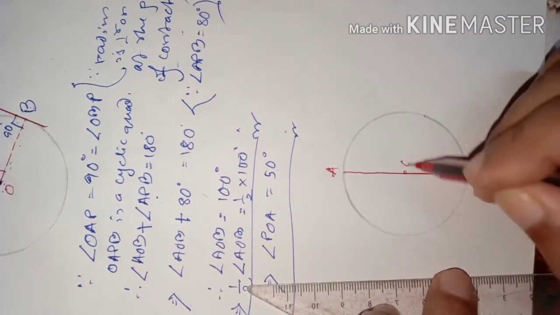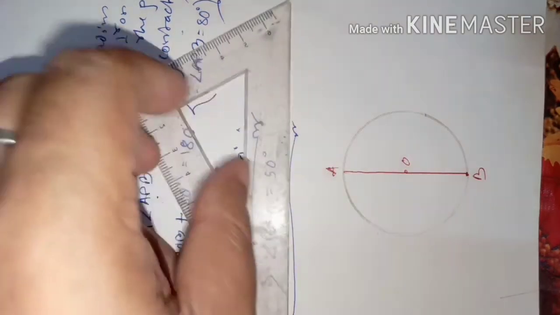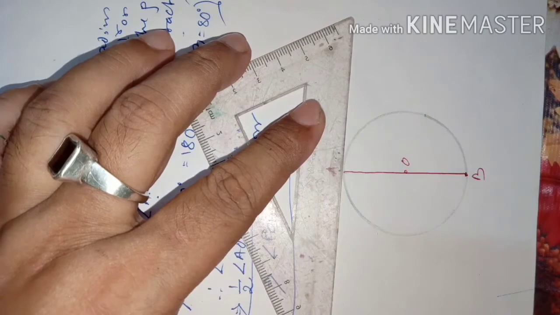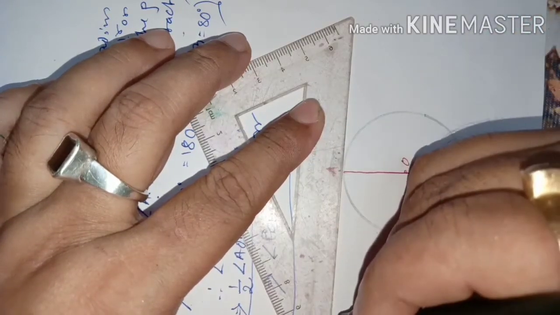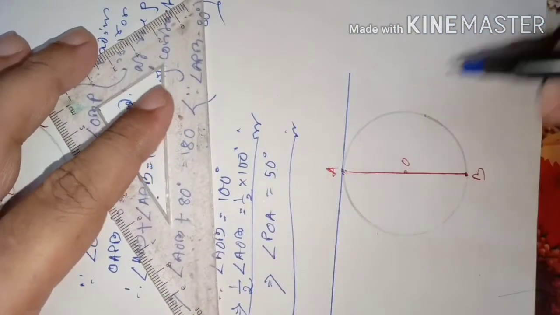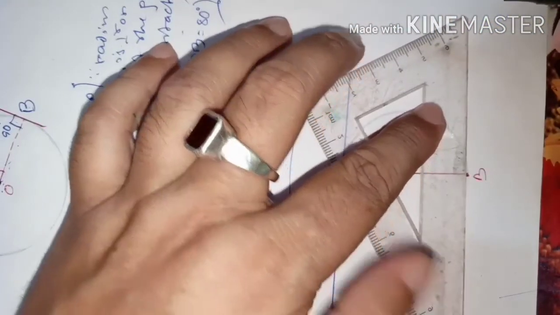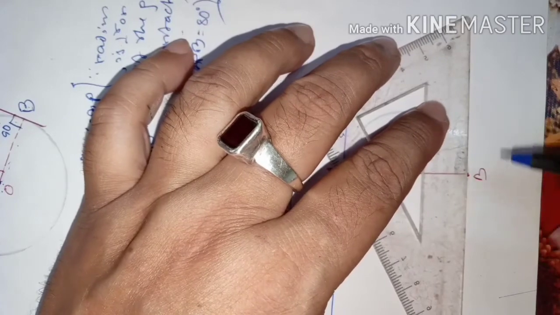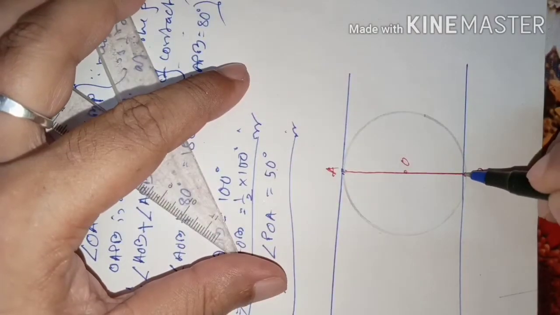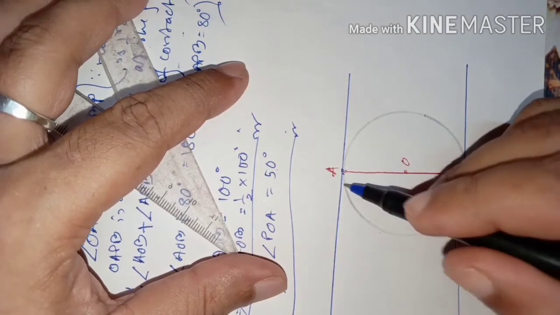AB is diameter. Then through this A, draw a tangent, at the ends of a diameter, it is asked. And at this end also you draw another tangent here. So this is also a tangent. Now we have to prove that these two tangents are parallel.